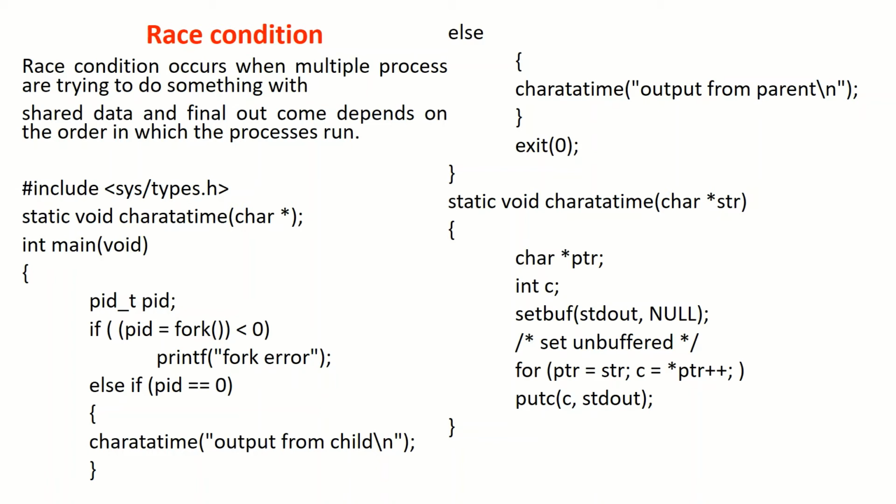Then we come to the part where a string should be written. If it is set to standard out with null, then it tries to put the information out to standard out. This is how a program is written in C code for a race condition.